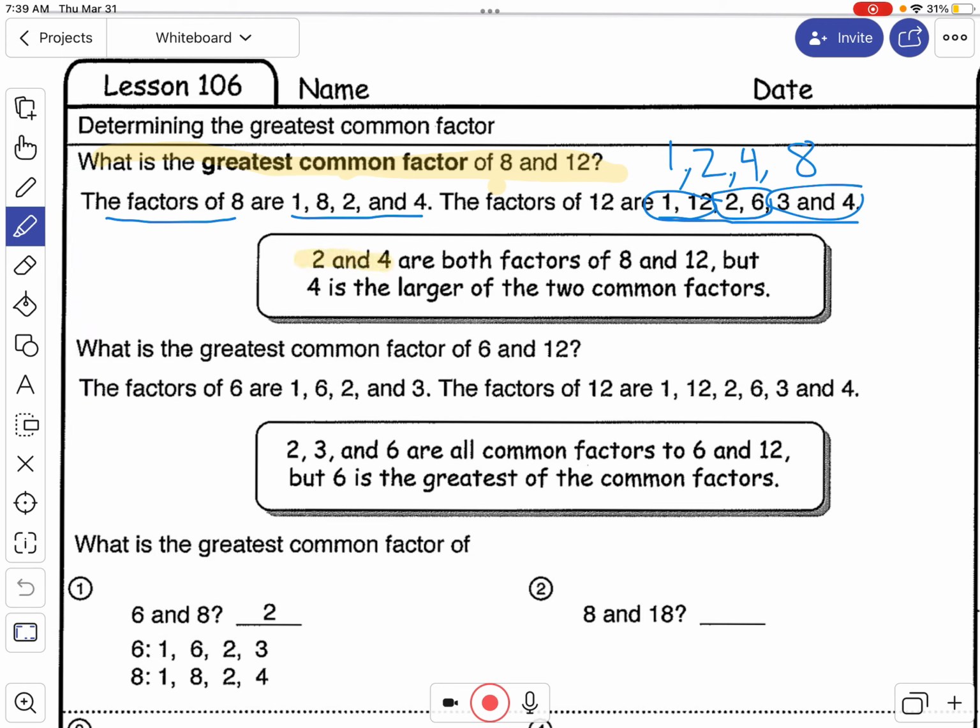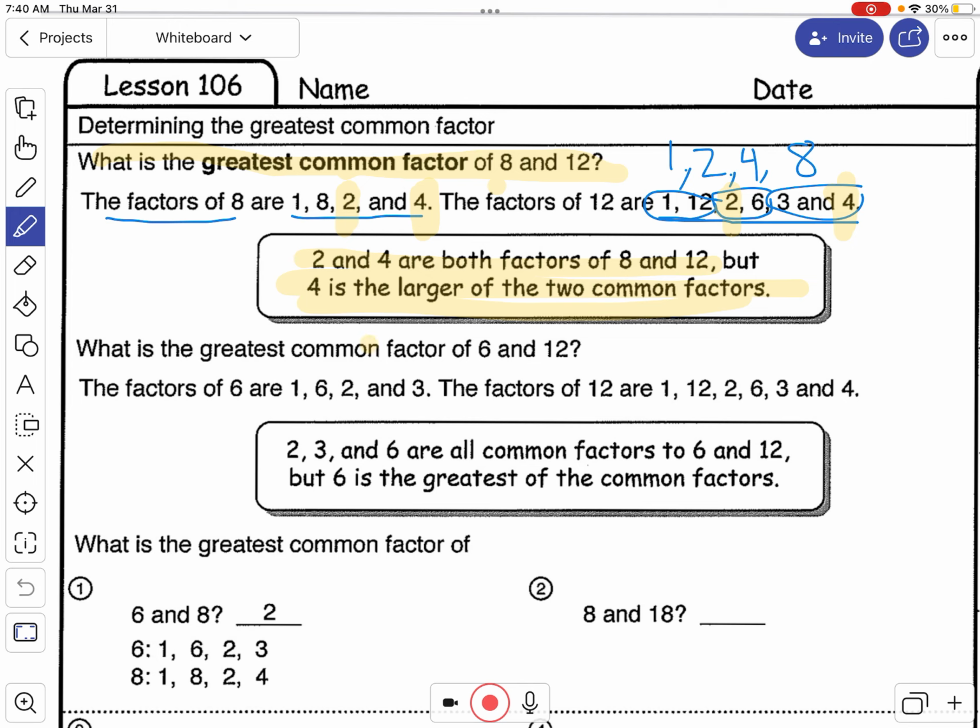So 2 and 4 are both factors of 8 and 12. If you look up here, we've got a 2 right there and a 2 right there, right? And then we also have a 4 in both lists. There's a 4 and there's a 4. But 4 is the larger of the two common factors, so 4 is the greatest common, meaning these two numbers have 2 and 4 in common as factors. So 2 and 4 are both in common, but 4 is the greatest common factor.